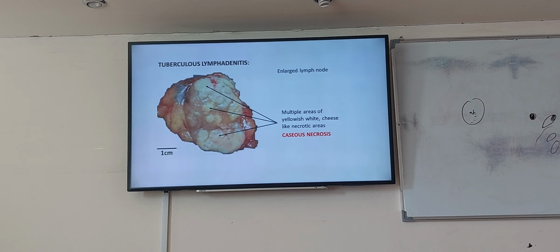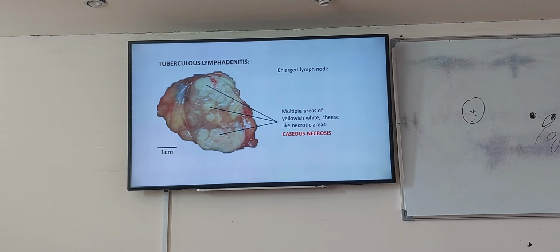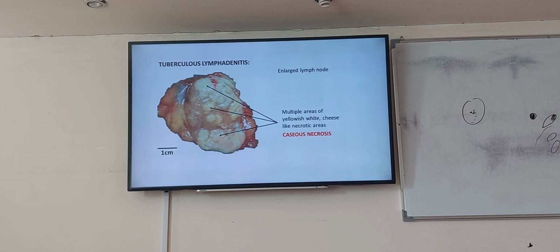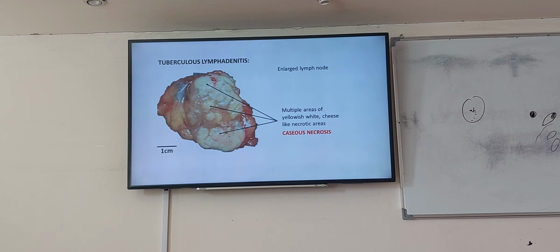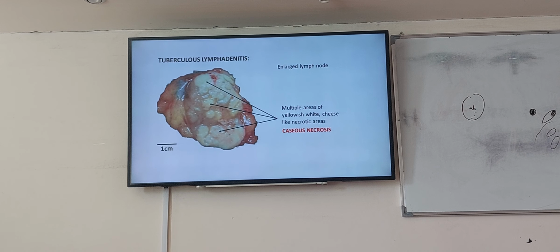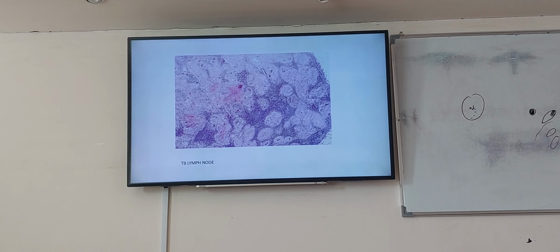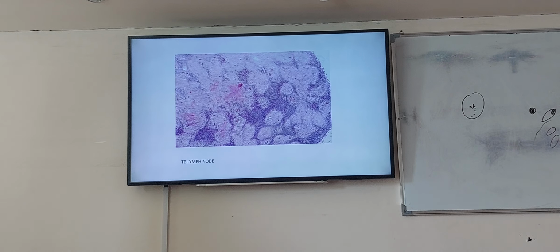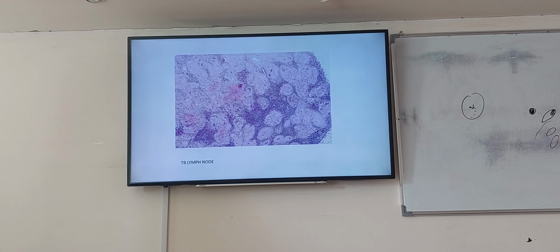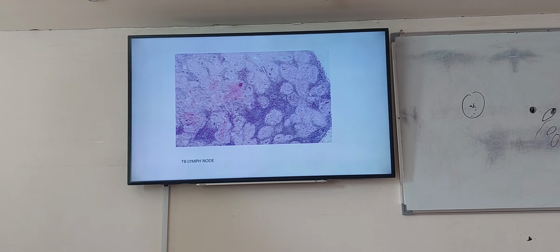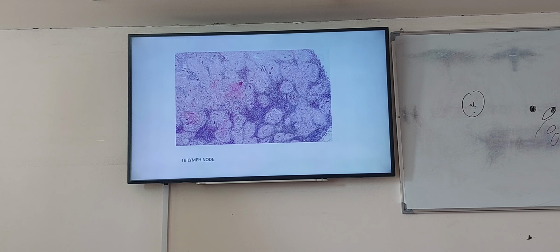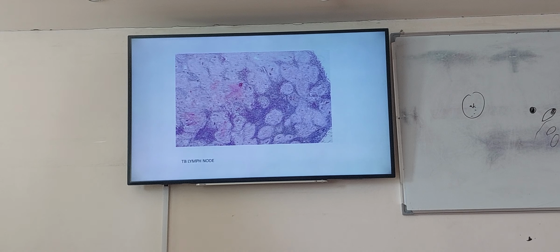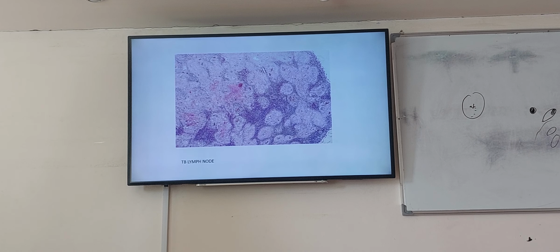This is gross. This is a white, enlarged lymph node, yellowish white, with cheese-like necrotic areas. This is tuberculous lymphadenitis. This is a lymph node. What do you see? Swollen lymph nodes. First, destruction. Do you see normal lymph node architecture? No. What do you see instead?